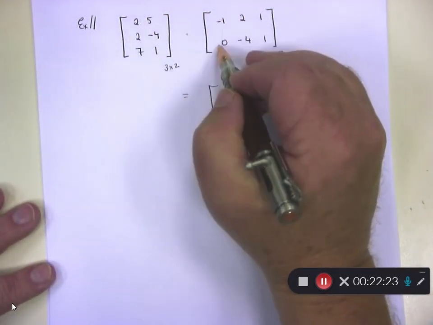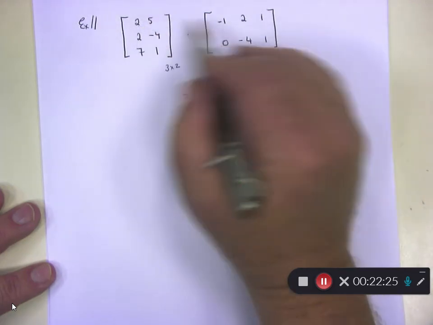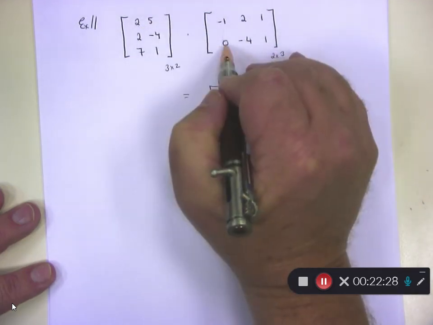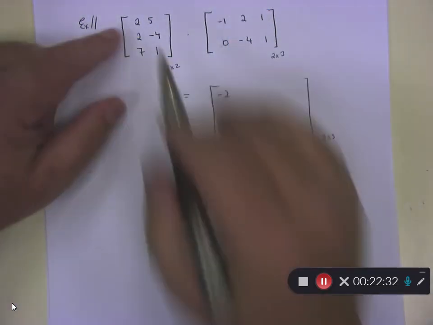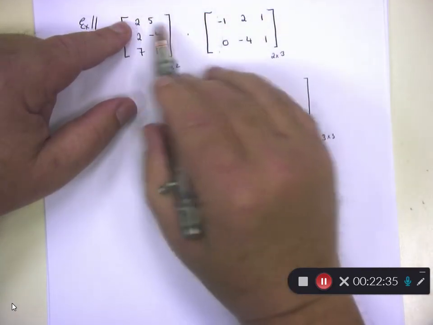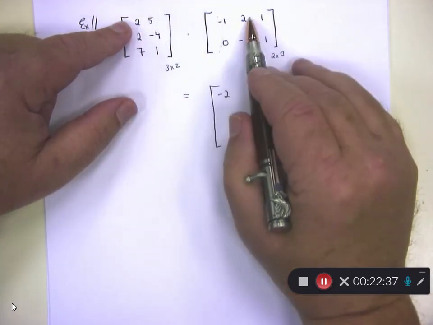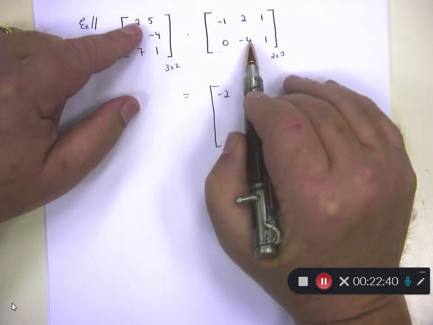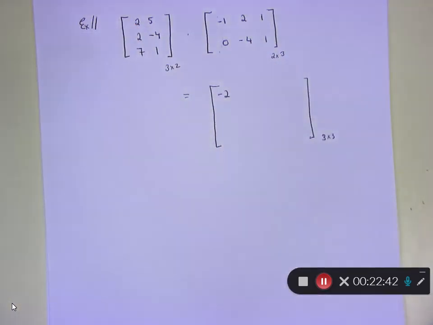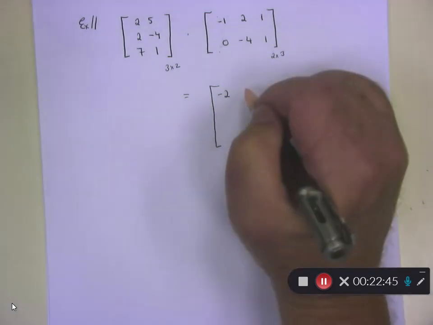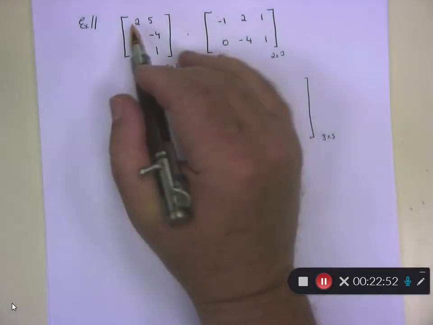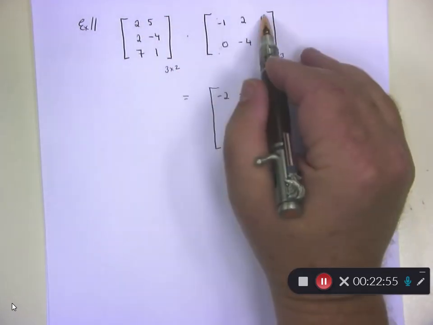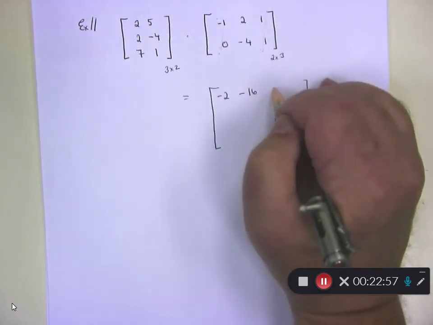First row, first column position. 2 times negative 1 is negative 2. 5 times 0 is 0. Negative 2 plus 0 is negative 2. First row, second column position. 2 times 2 is 4. 5 times negative 4 is negative 20. And negative 20 plus 4 is what? Negative 16? You can see if you do this in your head, it's real easy to make a bonehead careless error. Just be careful. First row, third column position. 2 times 1 is 2. 5 times 1 is 5. 2 plus 5 is 7.